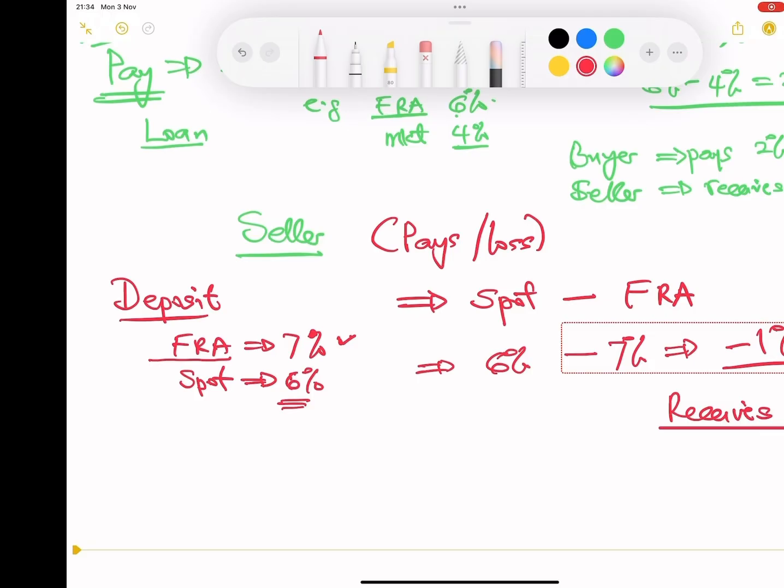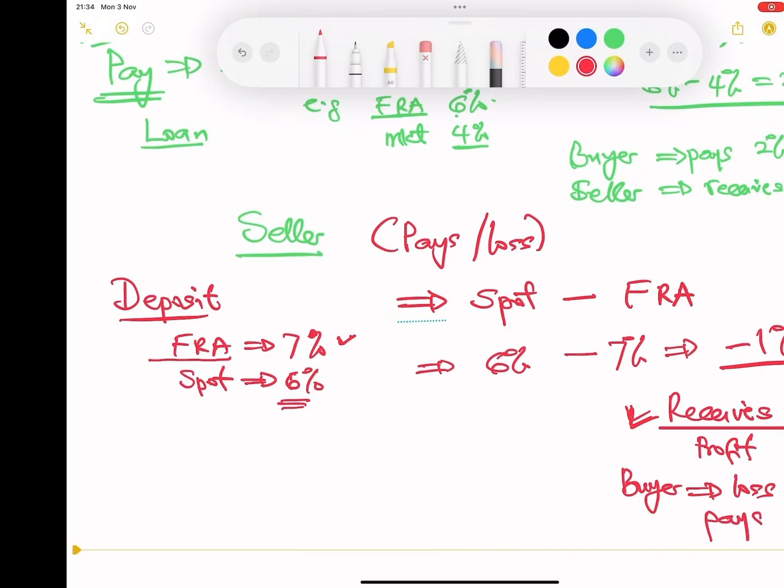Like in this scenario that I've given you now, where we discover that the seller will have to pay -1, which is the same thing as receiving +1, because there's nothing like paying negative. Receiving +1 means it is a profit for the seller. That means the buyer of this kind of contract is making a loss. And in that case, he will pay 1%. Please take note. That's the very first thing you need to know about FRA.